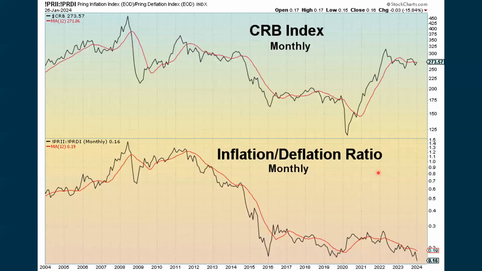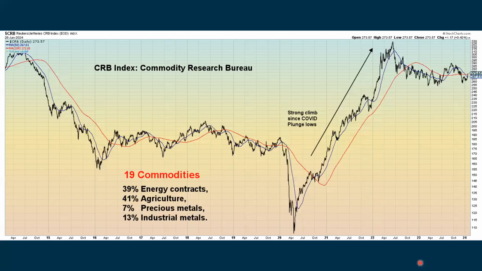We keep an eye on inflation. On top, you see a monthly chart of the CRB index. These are commodities, and this is coming right about back up to its moving average and has pretty much been chopping sideways. Then we do a ratio between inflation and deflation on the bottom. And when this is going down, that means inflation is going down. Now, that may seem all wonderful, but if this really keeps going down, that could actually be worse than inflation. So we just want to keep an eye on this.